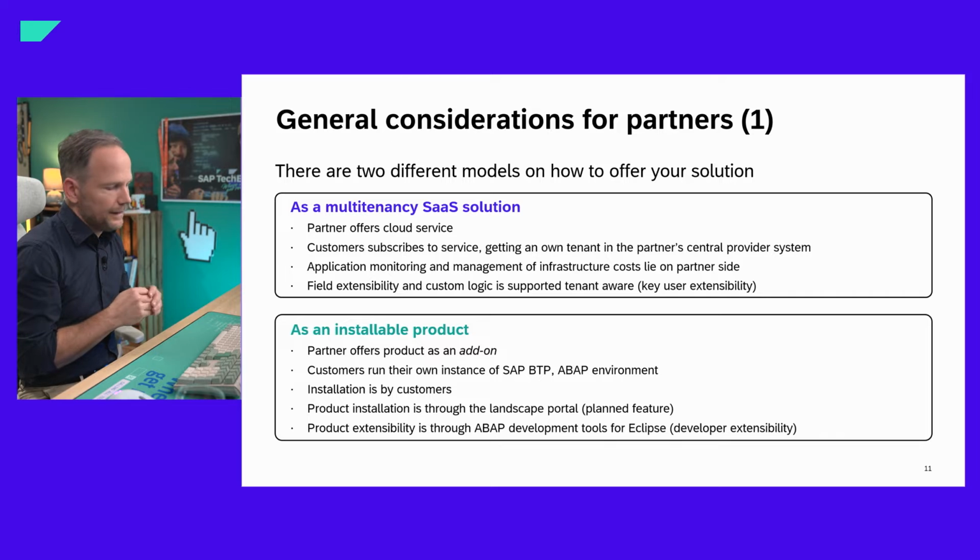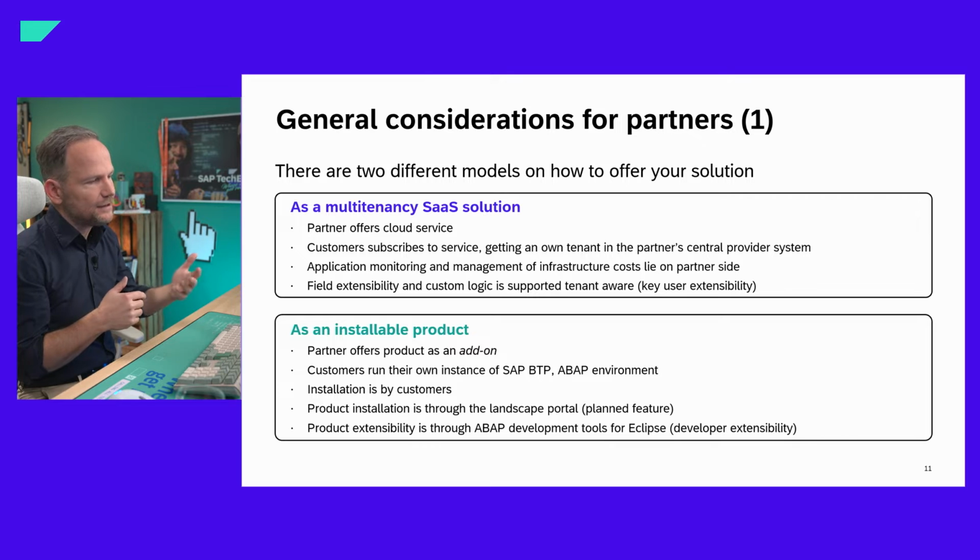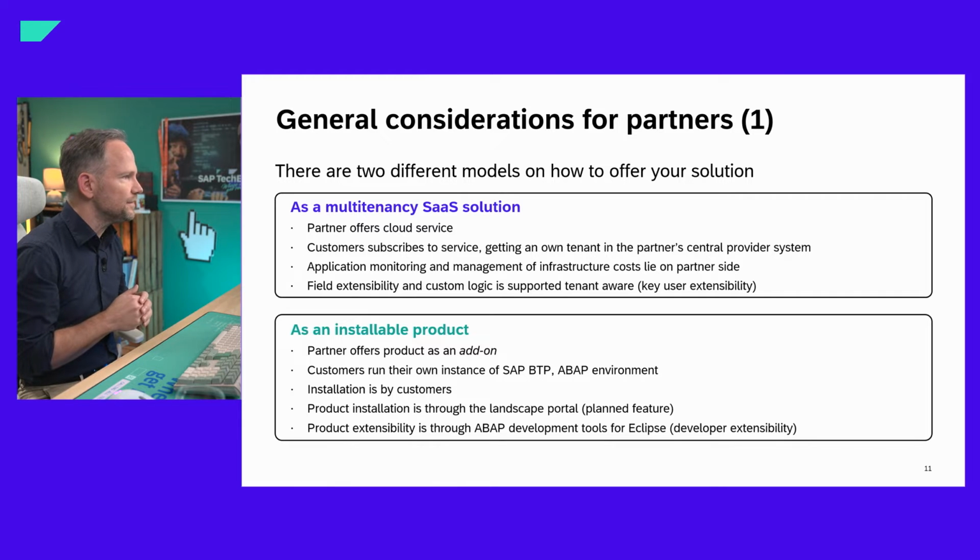So for this option, the partner is offering a cloud service. The partner is fully responsible for the application monitoring, and the customer is just subscribing to the application, and the customer is getting their own tenant within the central provider system. The partner is also responsible for taking care of the infrastructure costs and this overall monitoring.